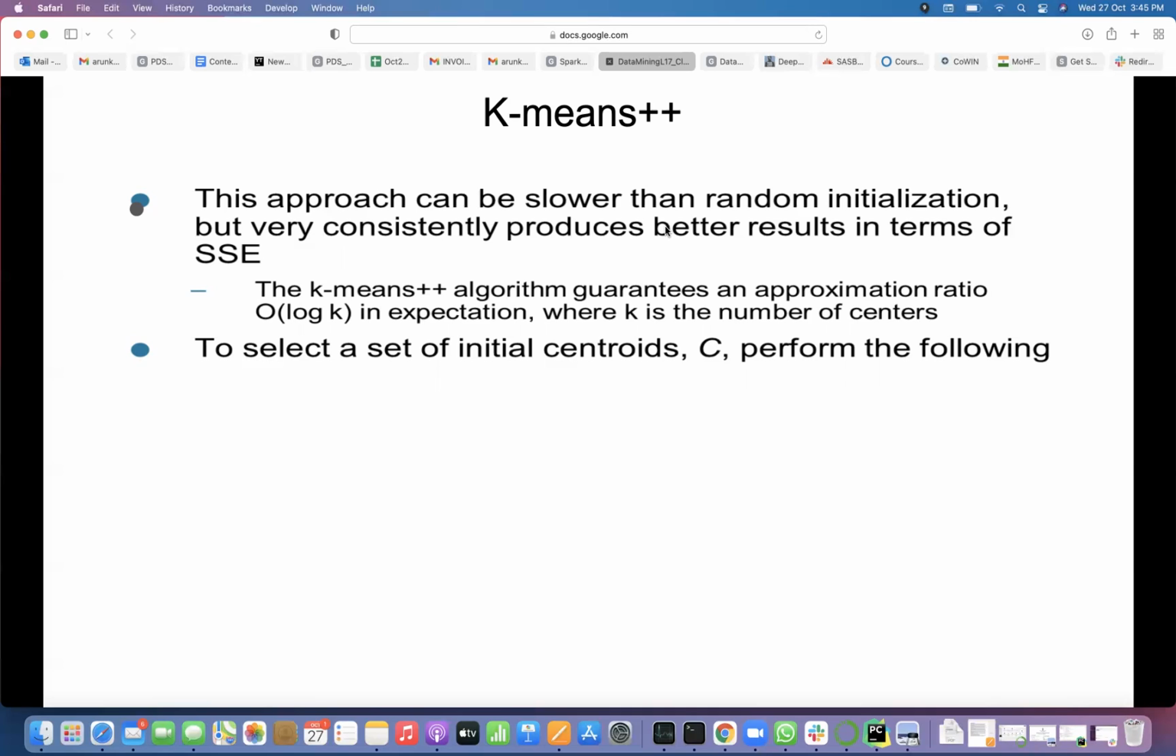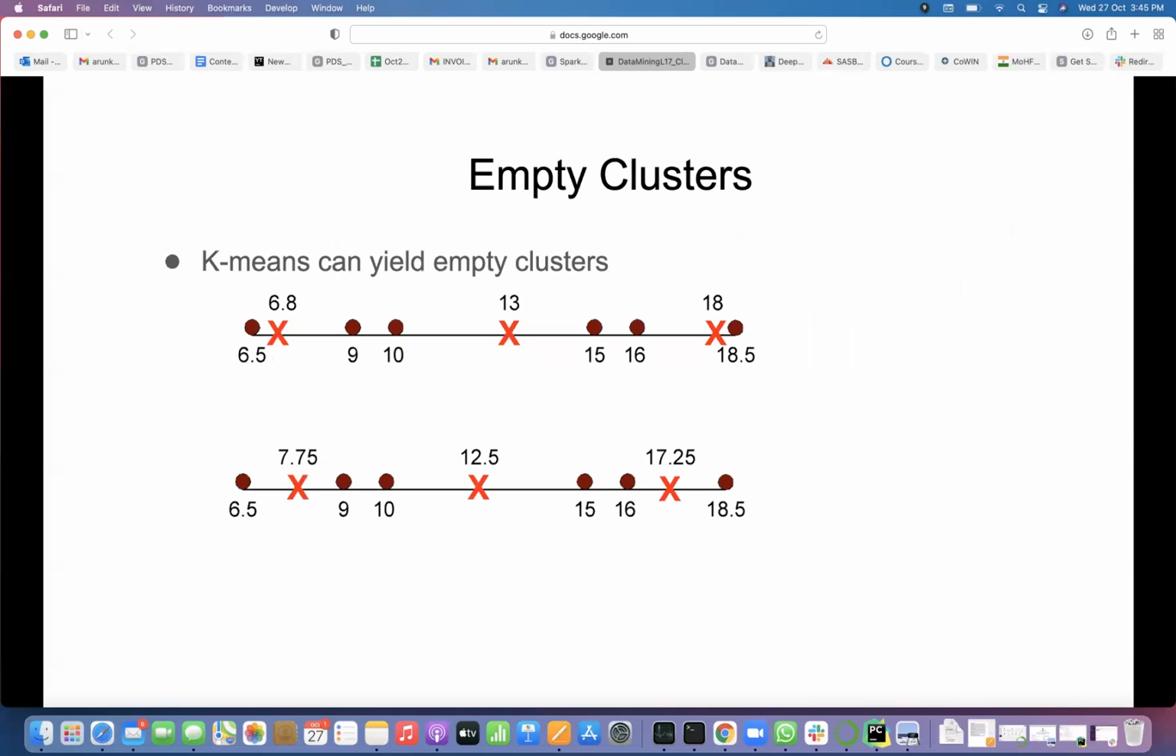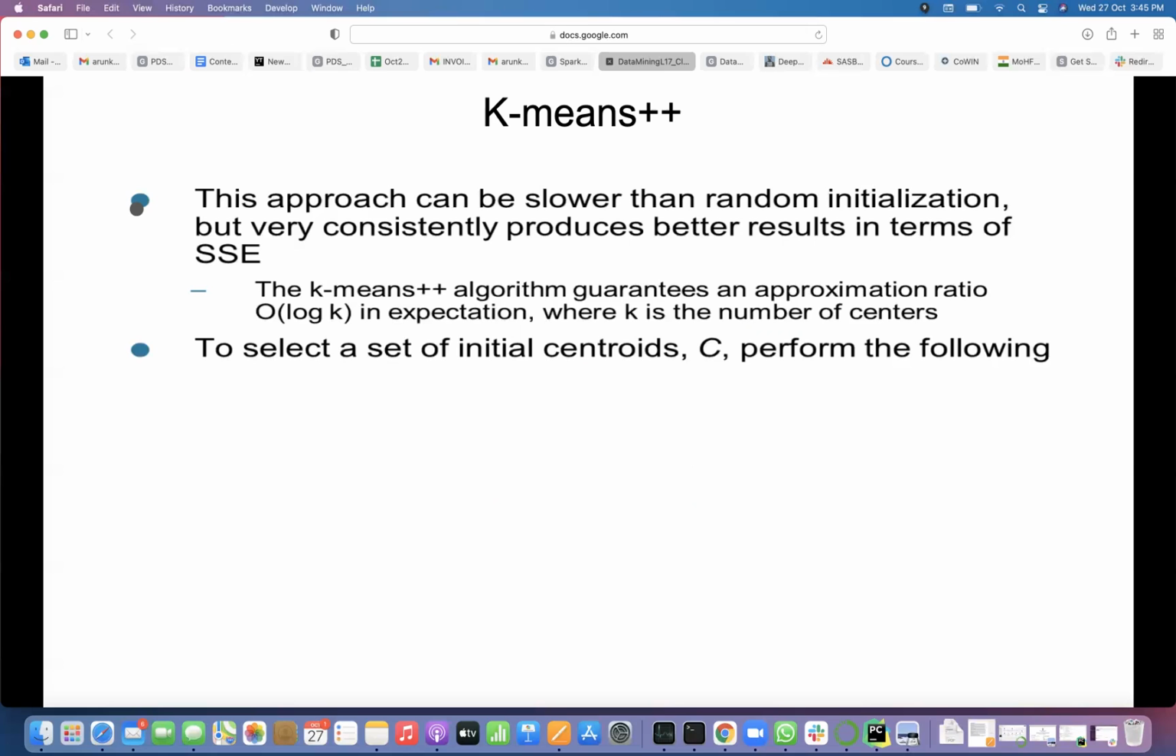To select a set of initial centroids, perform the following. Then k-means can yield empty clusters also. Here it is not given. You need to see that k-means plus plus. The following is nothing but fix one centroid, then get the farthest point from that centroid. Fix that as the second centroid, then get the third point, which is farthest from both. That is your third centroid. So that procedure is to be done recursively.